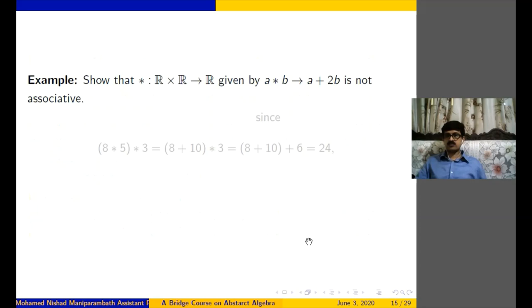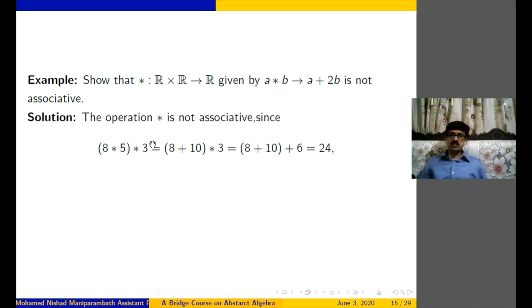We can move to another example. The question says to show that star is a binary operation defined on the set of real numbers, a star b as a plus 2b, and that it is not associative. The operation star is not associative. Why? Because we are taking an example itself. (8 star 5) star 3 equals, firstly, we will solve 8 star 5: a plus 2b, instead of b, 5 is there, instead of a, 8 is there. 2b means 2 into 5, 10. That means 8 plus 10.